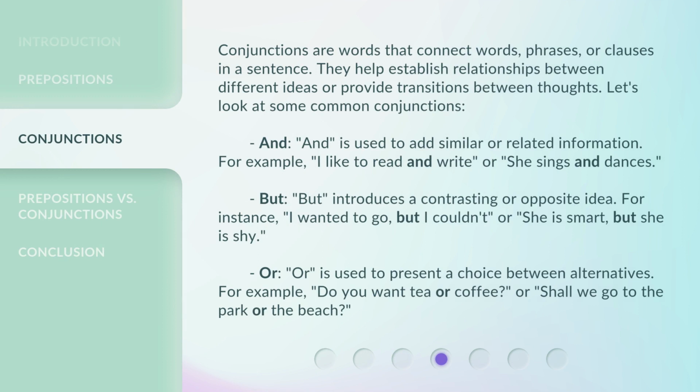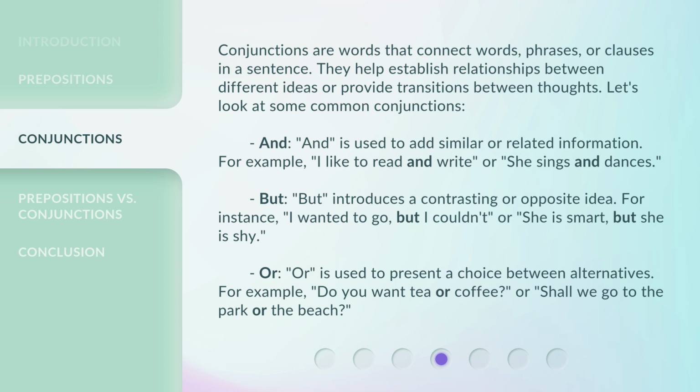Conjunctions are words that connect words, phrases, or clauses in a sentence. They help establish relationships between different ideas or provide transitions between thoughts. Let's look at some common conjunctions. And is used to add similar or related information. For example, I like to read and write, or she sings and dances.